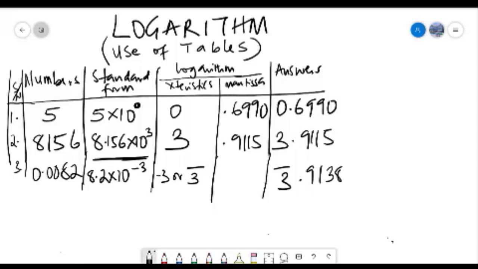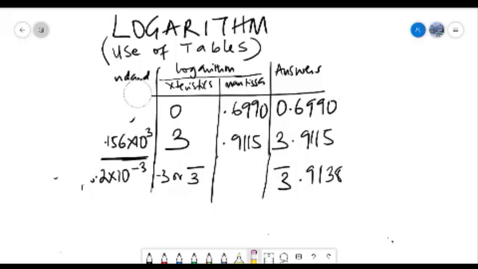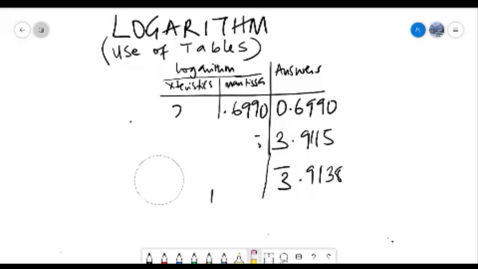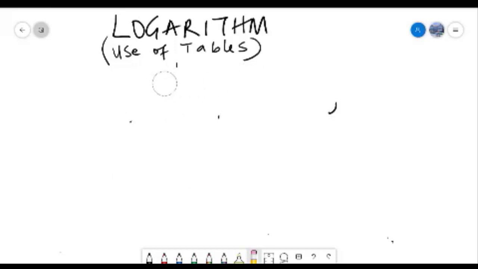Alright, so get your log table handy. If you don't have a logarithm table, your mathematics textbook has a logarithm table at the end. Alright, so let's solve some questions and see how we can use the logarithm table to express numbers.